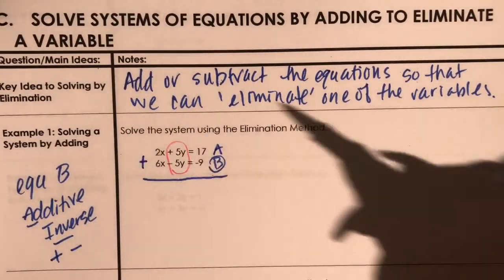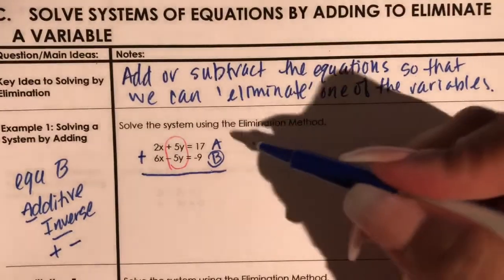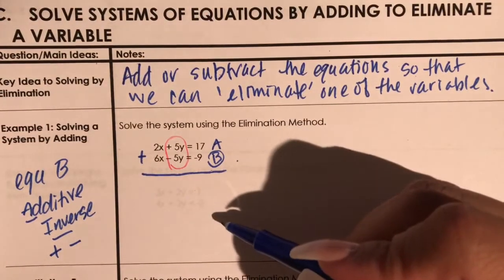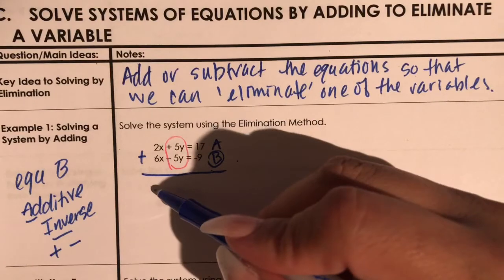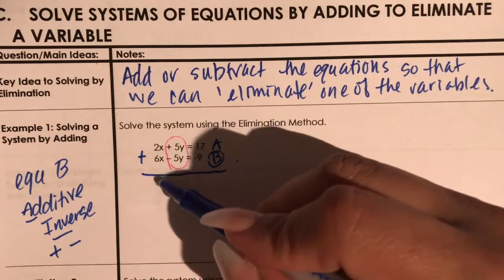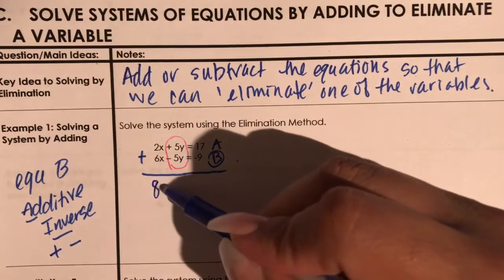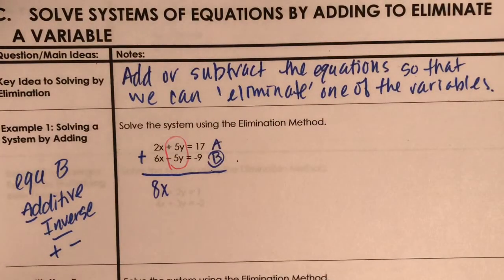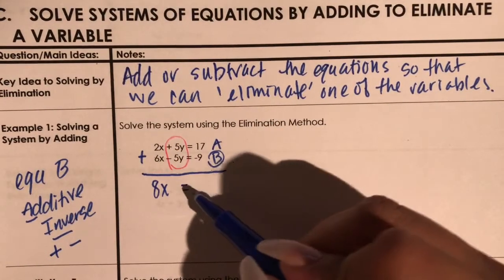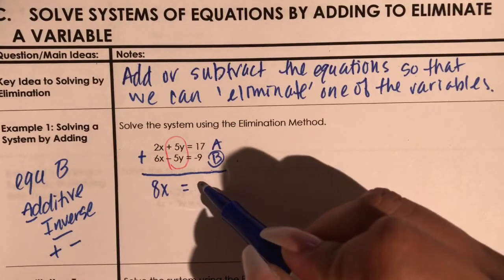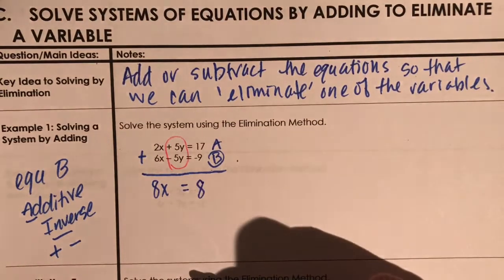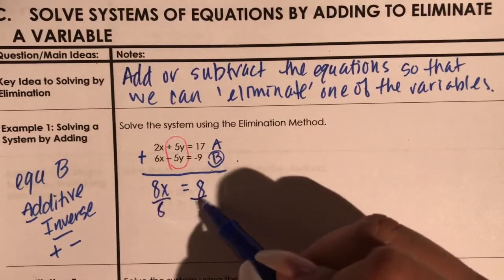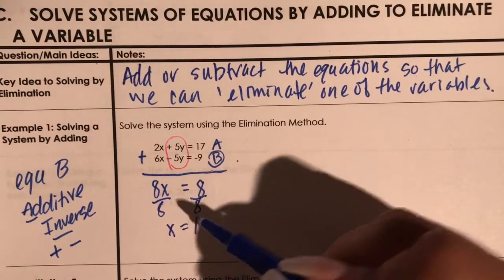We're going to do our linear combination. That means that we're going to add going down. And let's start from the left. 2x plus 6x is 8x. Those are going to simplify, cancel out each other. And I have 17 minus 9, so I get 8. I'm solving for x. I'm going to divide both sides by 8. X equals 1.